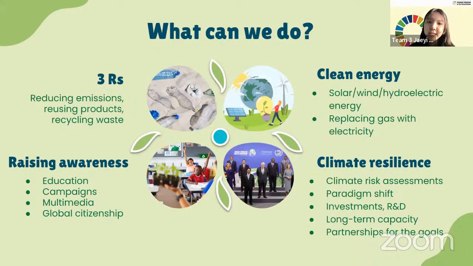So, learning about the devastating impacts of climate change, what can we do? First, we can follow the 3R policy: reducing, reusing, and recycling. Second, we can utilize clean and renewable energy and replace gas with electricity, such as when cooking. Next, we can raise awareness through education, campaigns, multimedia, and strengthen global citizenship. Lastly, countries can collaborate together to develop climate resilience. Climate resilience is the ability to withstand and adapt to the impacts of climate change. For example, governments can conduct climate risk assessments and then invest in eco-friendly firms, then develop a long-term capacity for their nation, and lastly, develop partnerships for the goals.